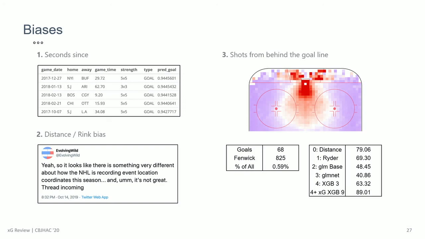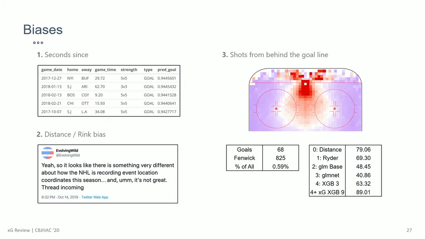And then shots from behind the goal line, quickly. This is our out of sample data set, so about 140,000 shots. There's only about 800, about 0.6% of shots, taken from behind the goal line, but those shots in general have about an 8 to 9% shooting percentage, just raw shooting percentage.